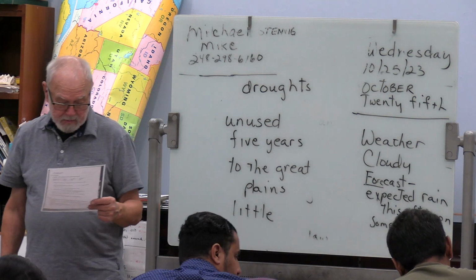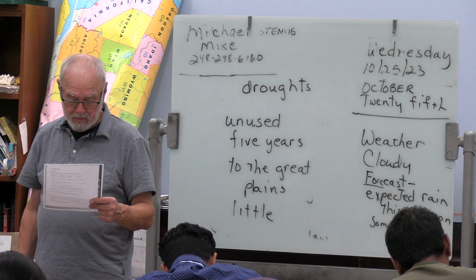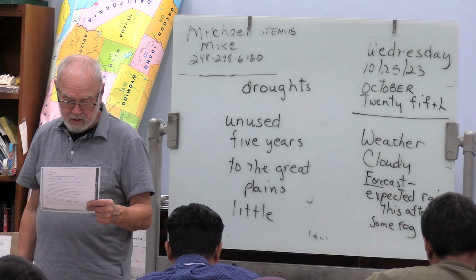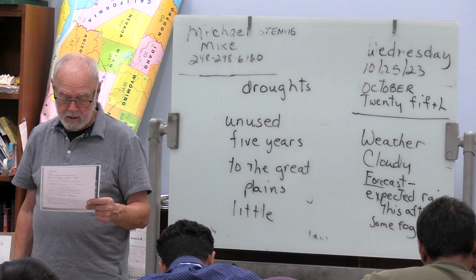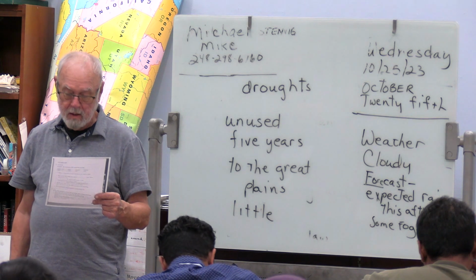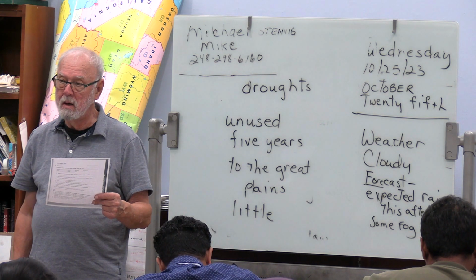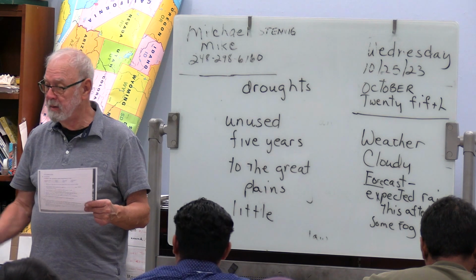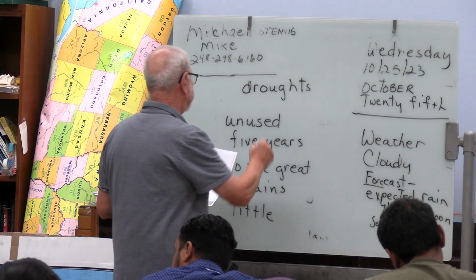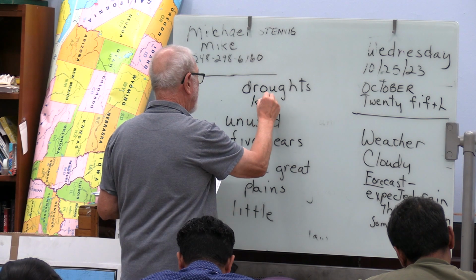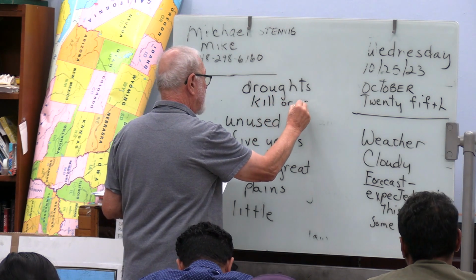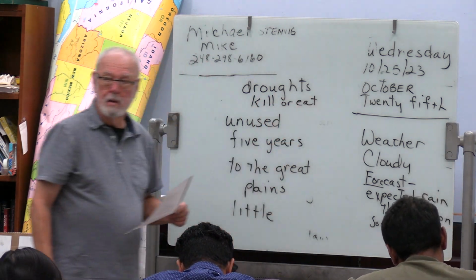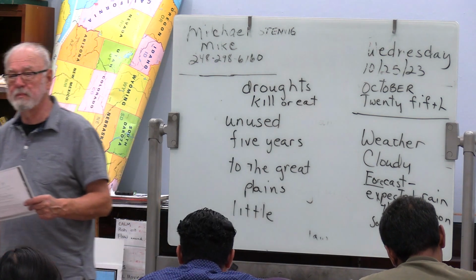Number 6, Yasmin. Farmers have to pay the drugs again times. Kill or eat. They use them for food.